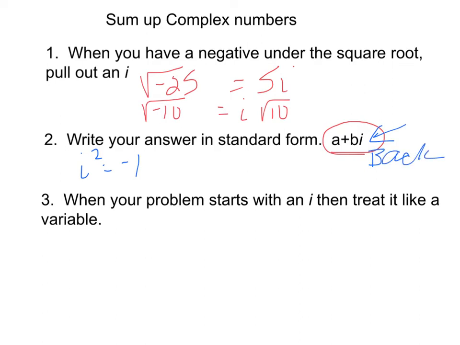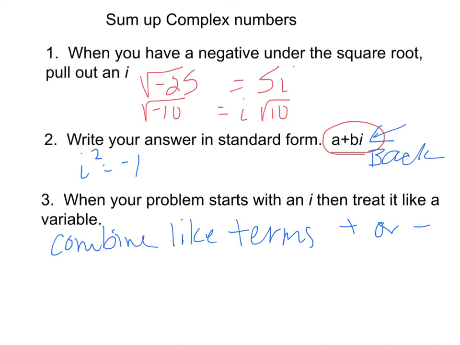Cool. When your problem starts with an i in it, treat it like a variable. So if it starts with a radical, then you do pull out an i, etc. Regardless of if it starts with an i in it or it's underneath the square root, you always have to write your answer in standard form. But if it starts with an i in it, just treat it like a variable. Combine like terms when you add and subtract. When you're adding or subtracting.